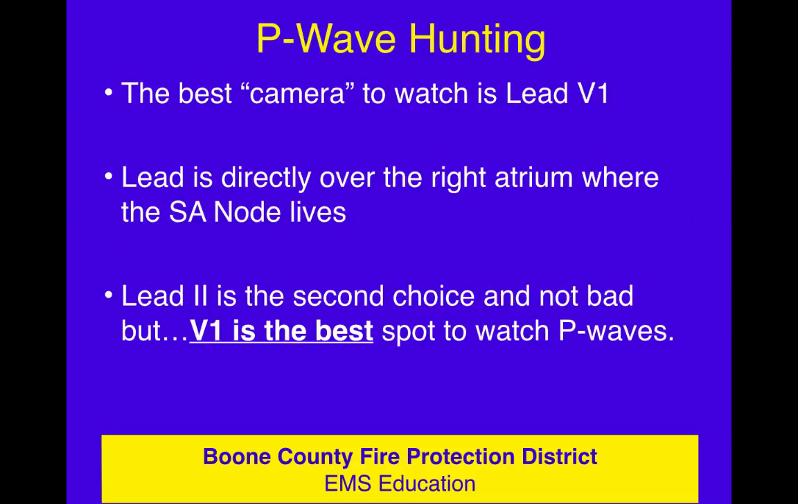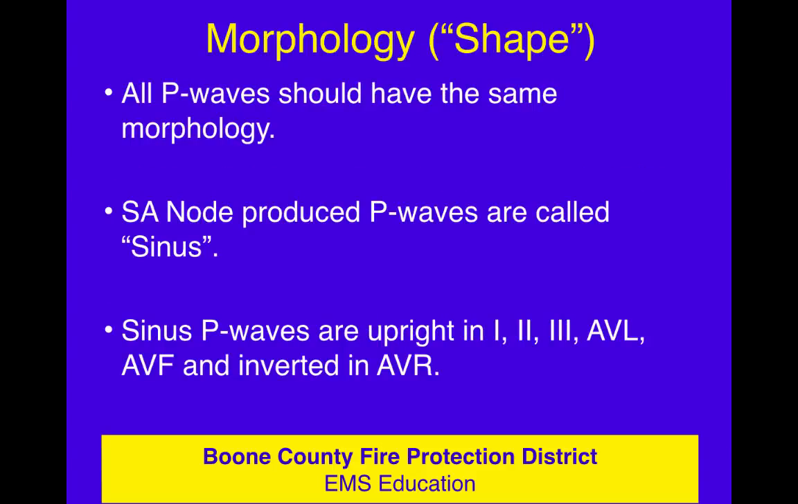When you're hunting for P waves, you want to sit and watch lead V1. That's where you want your focus. The best camera view of what's going on in the SA node is the camera that's right over the SA node, right over the right atrium, and the lead V1 is your best. Now, some people like lead 2, and it's an okay choice, but it's not nearly as good as V1.